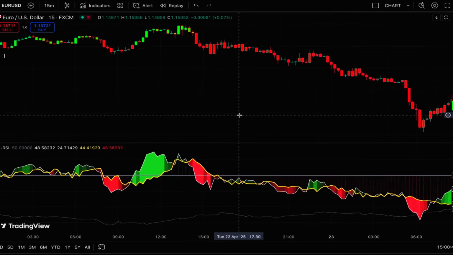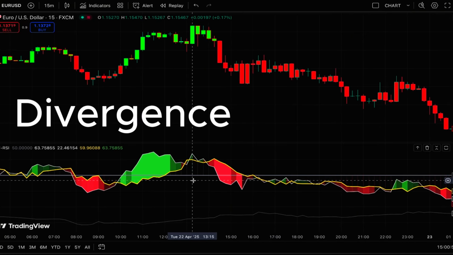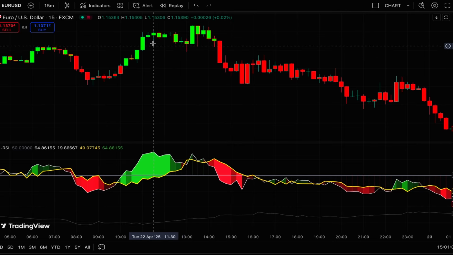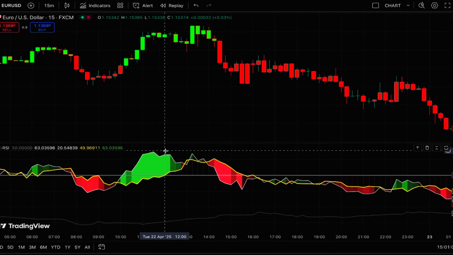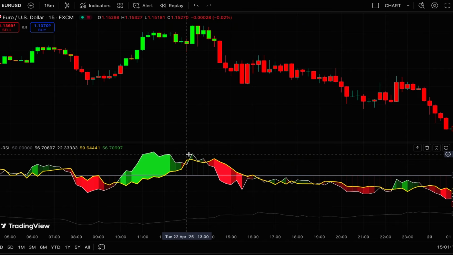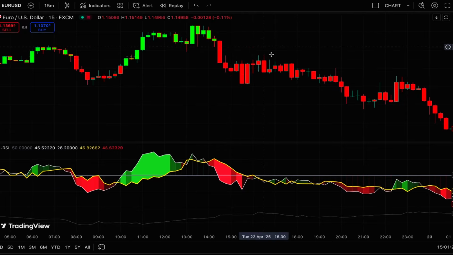When it comes to RSI, one of the best signals that you can get from this indicator is divergence. Divergence happens when RSI and price don't agree on the same direction. For example, here you can see that the price made a higher high, but when you check RSI, you can see that RSI made a lower high. This is called bearish divergence, and it shows that the upside momentum is weakening and the downside momentum is gaining strength, and this gives the possibility of having a downside reversal.